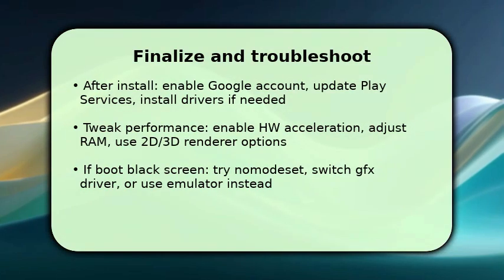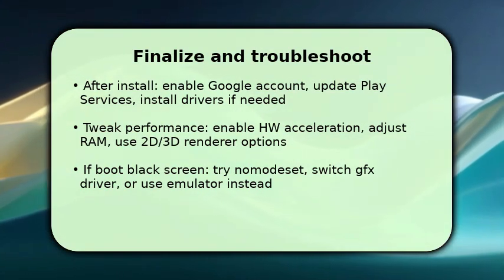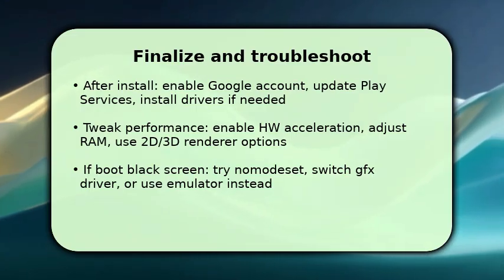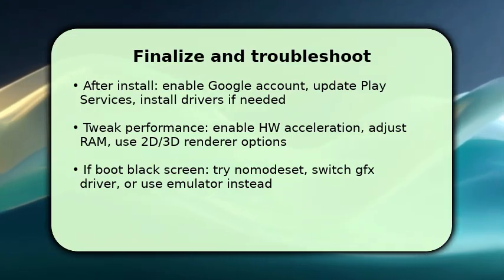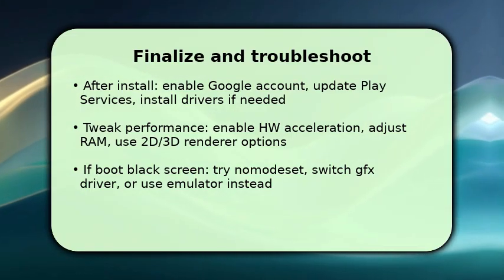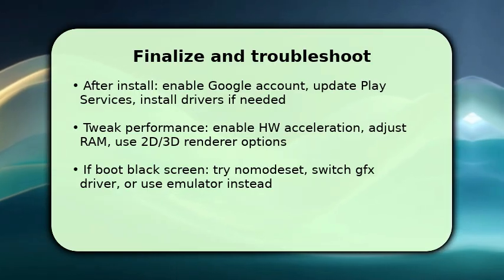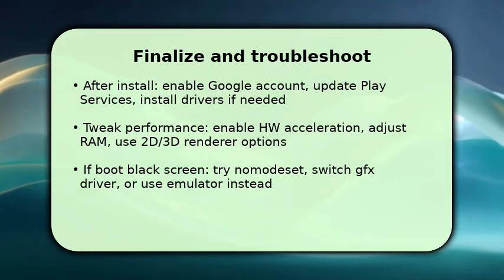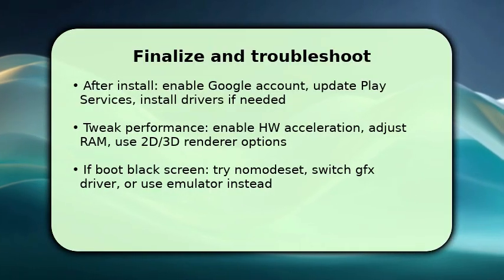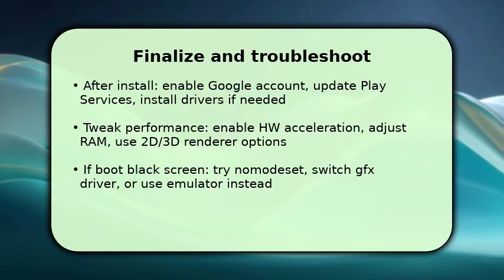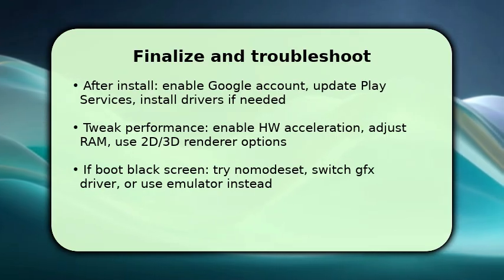These choices you finish by configuring the system and optimizing performance. Sign into Google, update Play services and apps, and install vendor drivers or Mesa updates if graphics stutter. Make performance tweaks. Increase RAM, enable hardware acceleration, or change the renderer between 2D and 3D depending on your GPU.